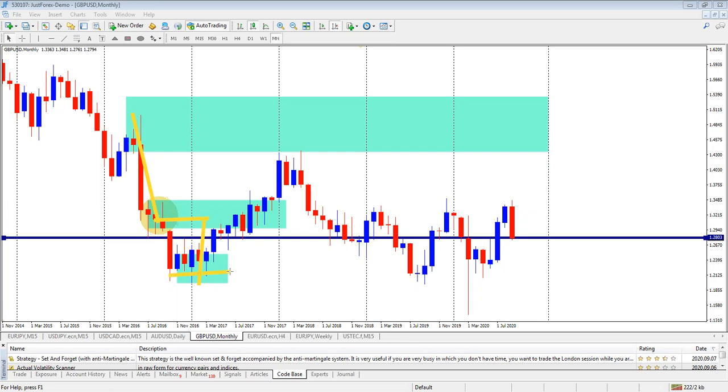There are two types of supply and demand. There's a rally, base, drop, a drop, base, drop, a drop, base, rally, and rally, base, rally. Let me write it down in text here. If you like, you can take your notes. A rally, a base, and a drop is a supply area.